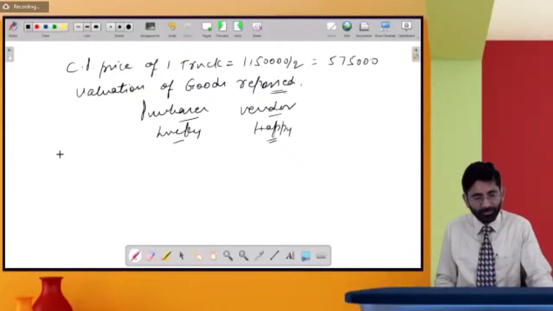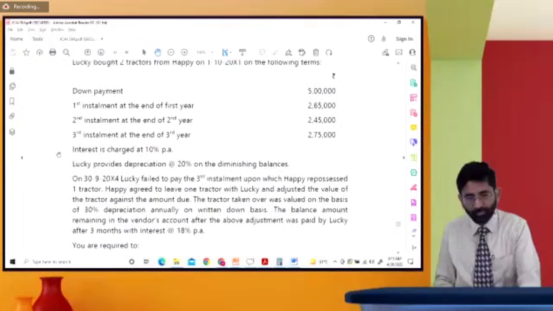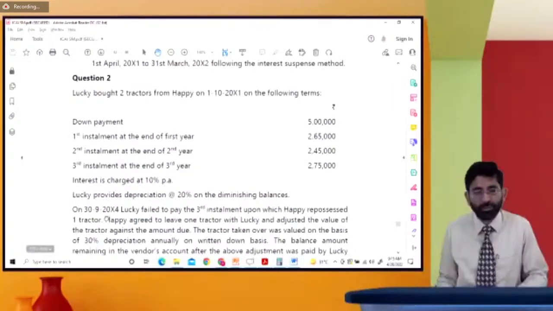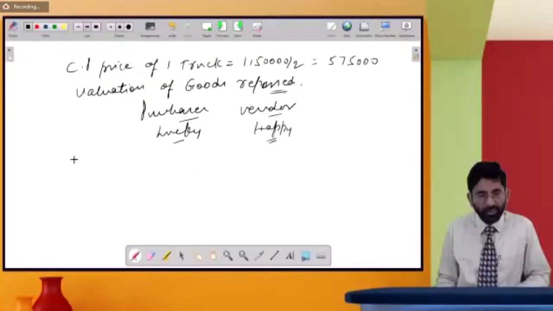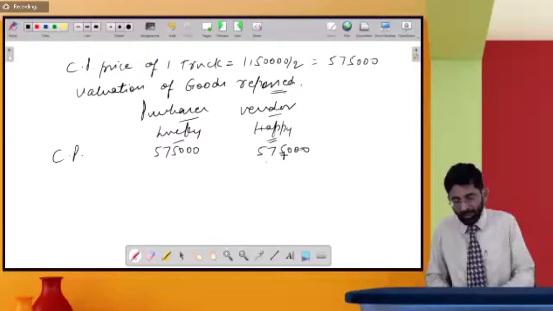Now, we have purchased it on which date? We have purchased it on 1st of October 2011 and it has been repossessed on 30th of September 2014. So 3 years are there. CP is equal to 5,75,000. Now get the value. You have to calculate the value as per vendor, value as per purchaser.